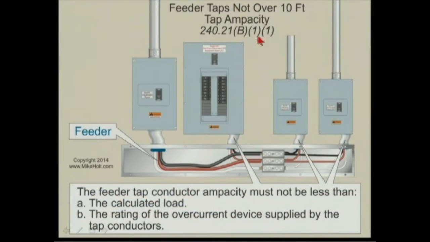Here's the rule of 240.21(B)(1) on the 10-foot tap rule. You can have these conductors with a lower ampacity and not have overcurrent protection at the point where they receive their supply if, number one, they can't have an ampacity less than the calculated load, which is kind of obvious, and not less than the overcurrent device that they're terminating into. So whatever this device is, this conductor has to have that ampacity. And you can see it's smaller than the feeder conductors we're making a tap from.